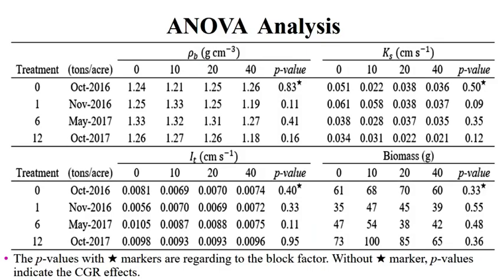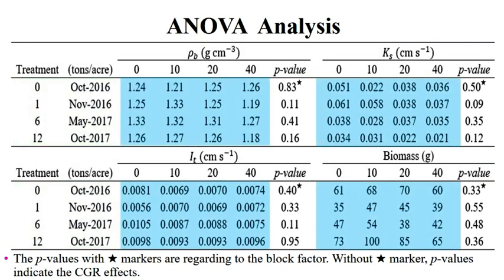Okay, next for our ANOVA analysis, we can see the yellow area is the different treatments and the responses: bulk density, saturated hydraulic conductivity, infiltrability, and biomass. And the green area shows different measurement times. The blue area shows the data where we averaged the replications.